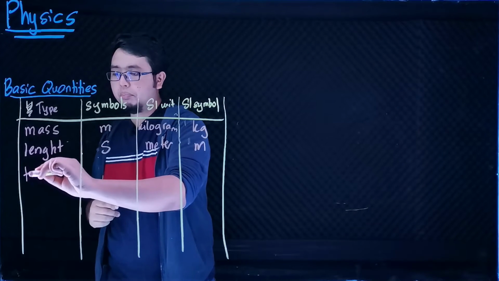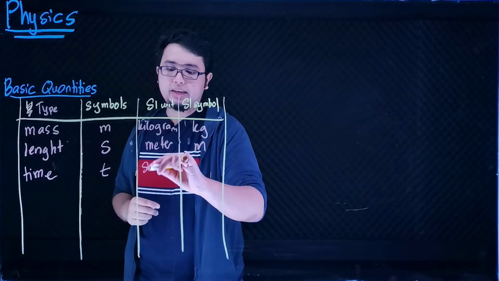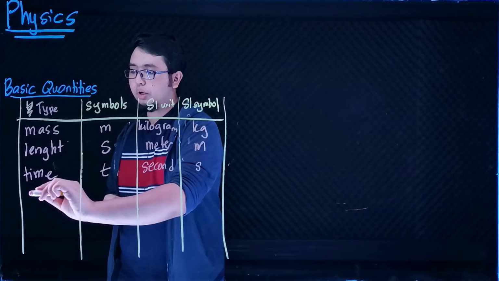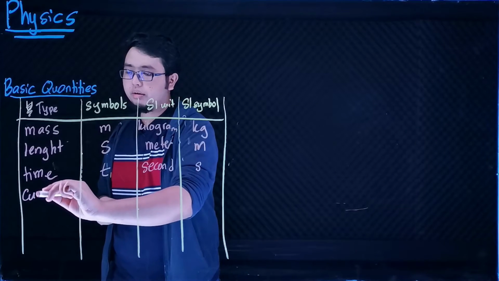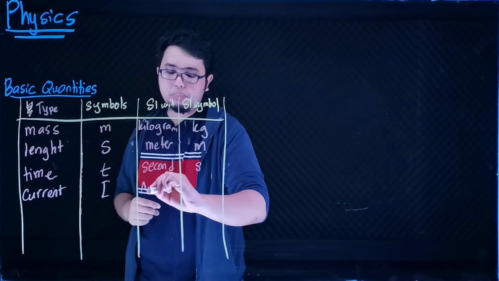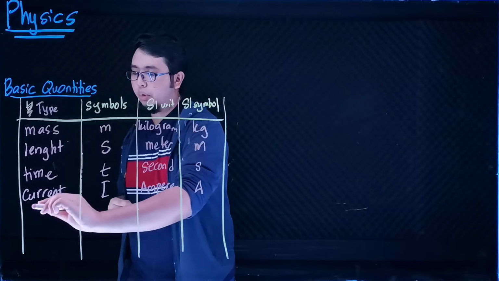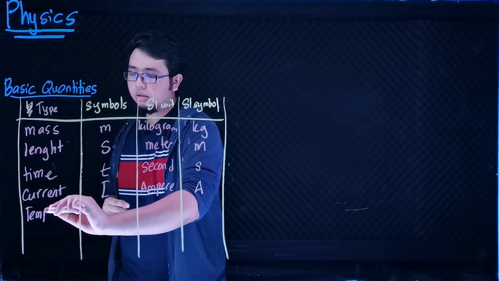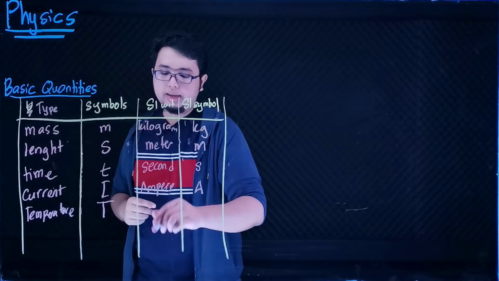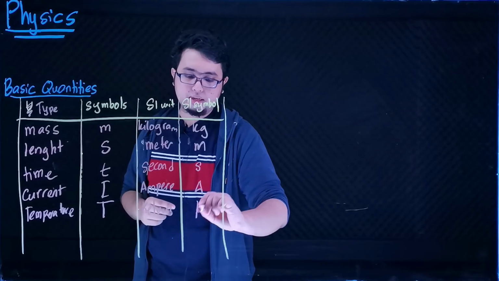Next, we go with time. The symbol is t. The SI unit is second, and the symbol is small s. Next, we go to current. The symbol is I. The SI unit is ampere, and our SI symbol is A. We have temperature. The symbol is capital T. The SI unit is Kelvin, and the SI symbol is K.